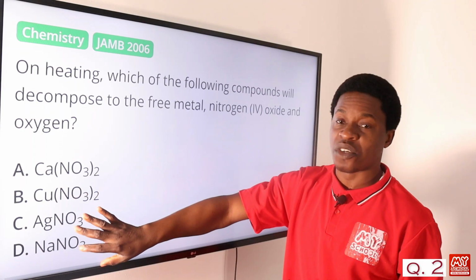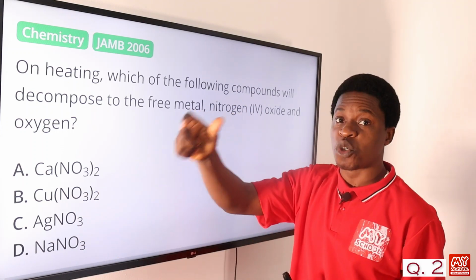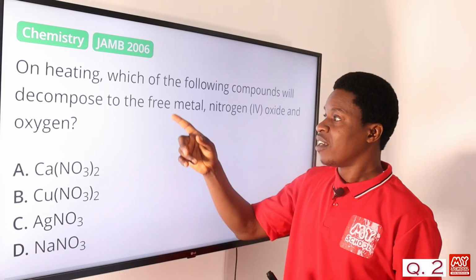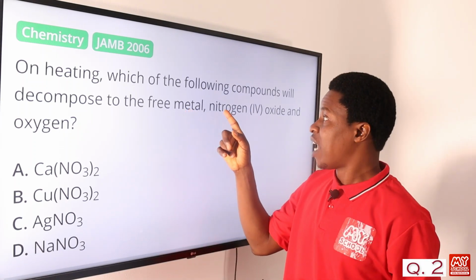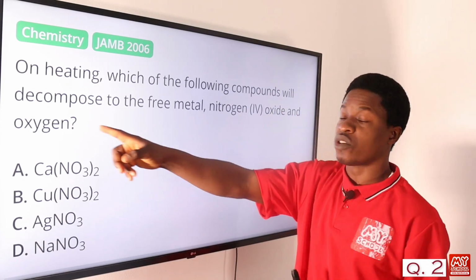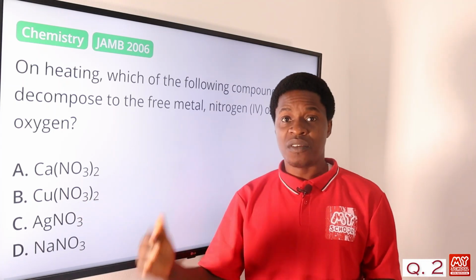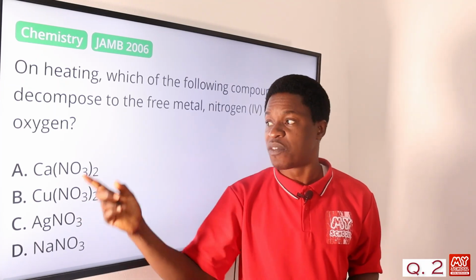So among these options, which one will give us a free metal when you apply heat to it? We have nitrogen 4 oxide, which is your NO2, and then we have oxygen. So to solve this, we need to write a chemical equation to show the decomposition process for all of these.